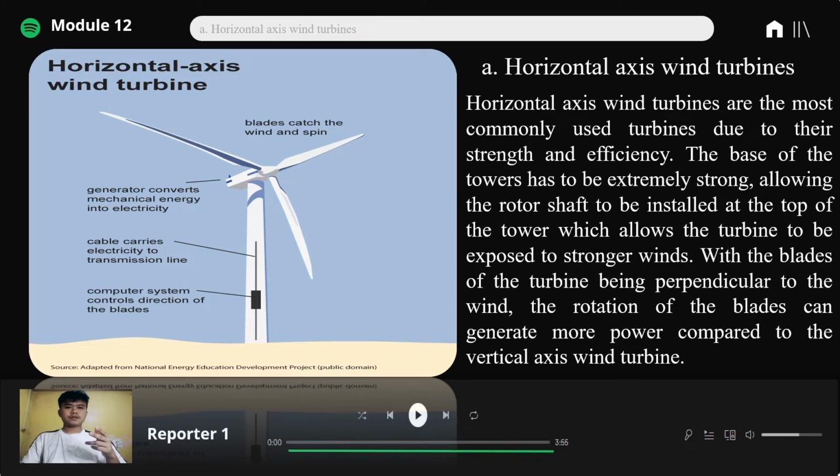As you can see, the blades catch the wind and spin, and at the end it converts mechanical energy into electricity. At the middle span, the cable carries electricity to the transmission line. At the end is the gearbox, and at the bottom of the tower a computer system controls the direction of the blades.